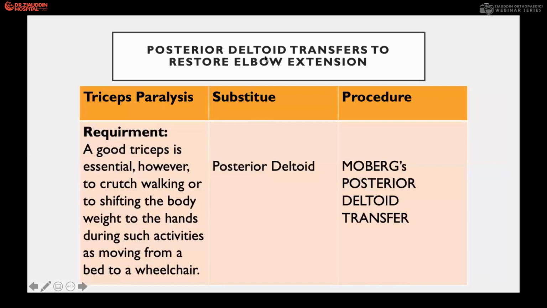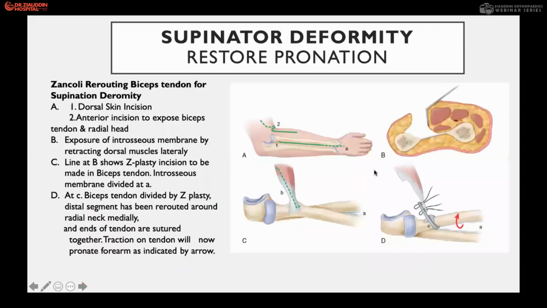Then there is a posterior deltoid transfer to restore triceps paralysis, that is, elbow extension paralysis or loss of extension of the elbow joint. In triceps paralysis, we substitute with the posterior part of the deltoid muscle, and the procedure's name is Moberg's procedure.